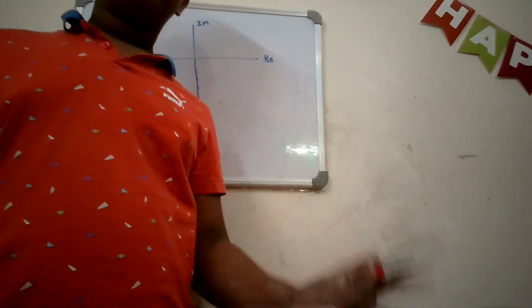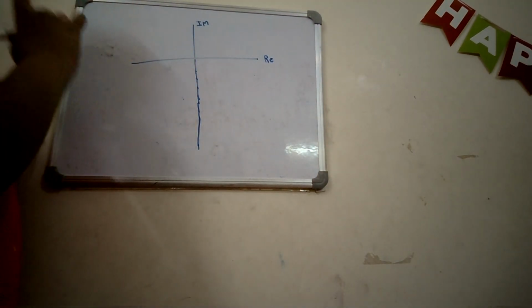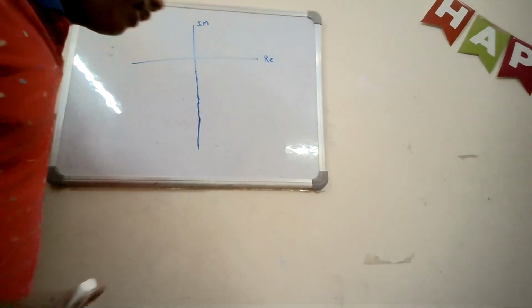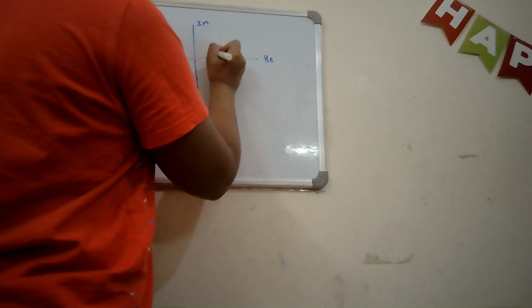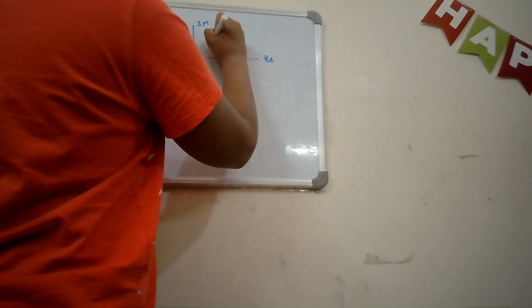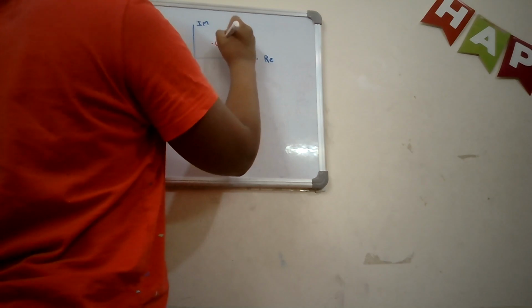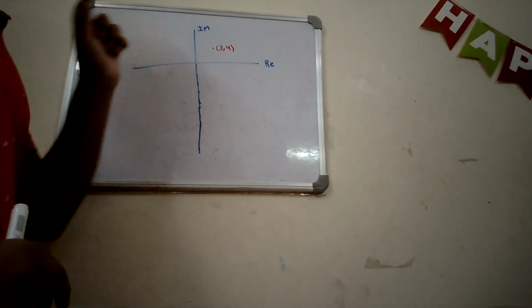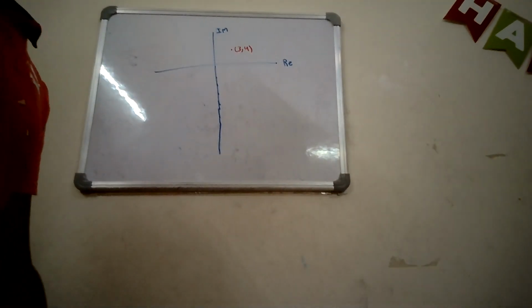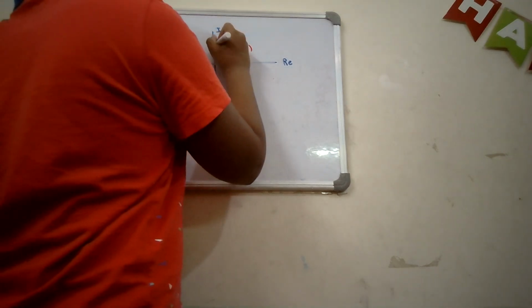The quadrant won't matter in this case. So suppose I take a complex number, let's say 3 plus 4i. So 3 steps here, 1, 2, 3, and 1, 2, 3, 4. Let's call this point 3, 4, and this point represents the complex number 3 plus 4i. All good?